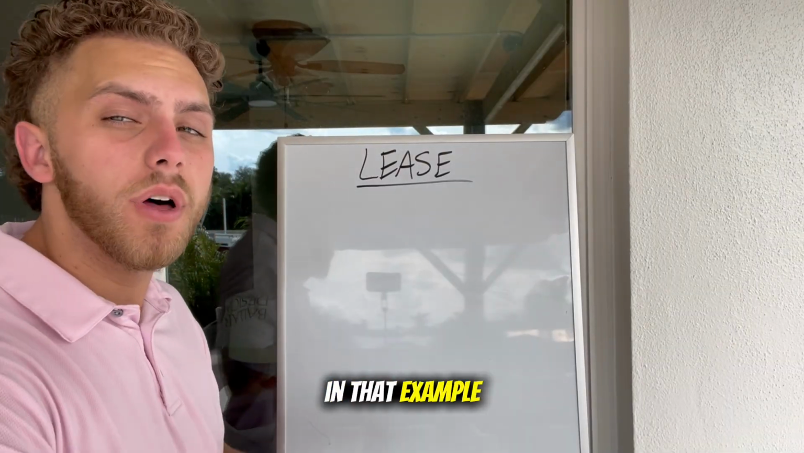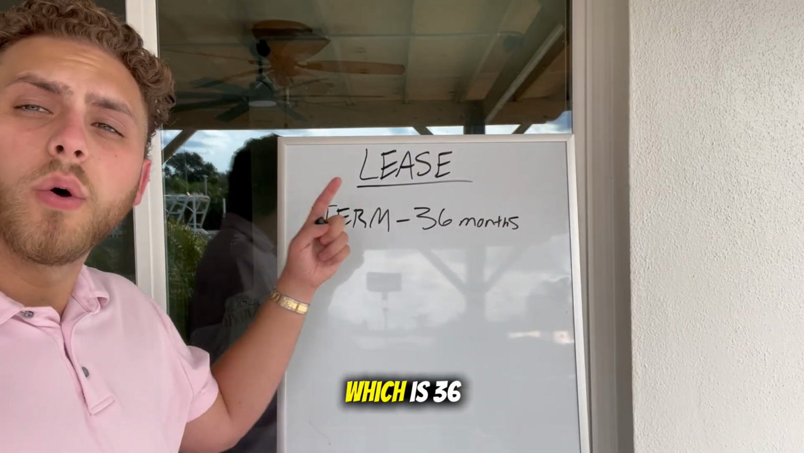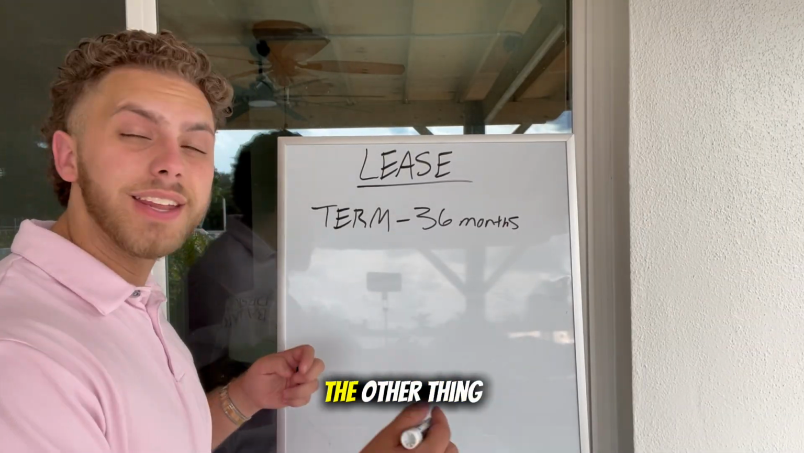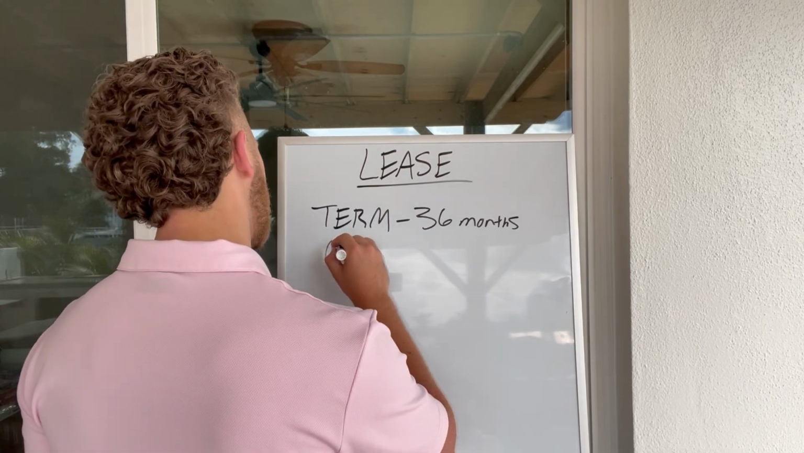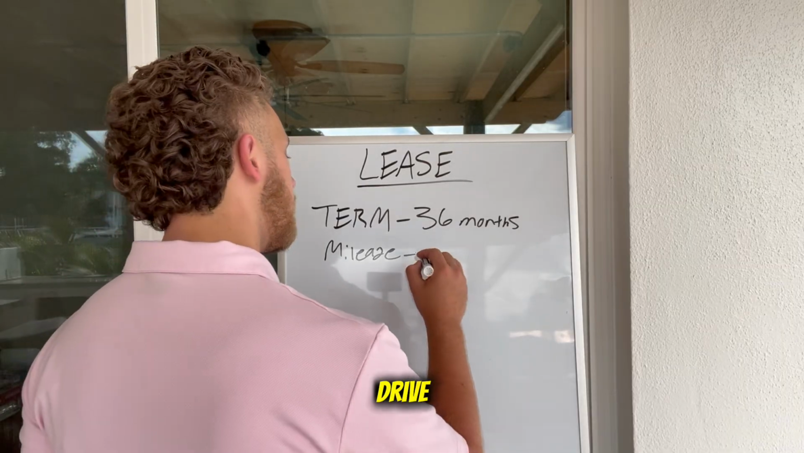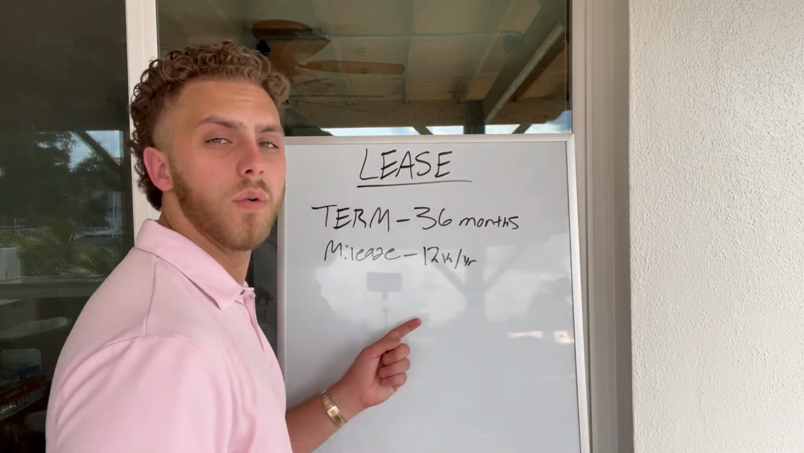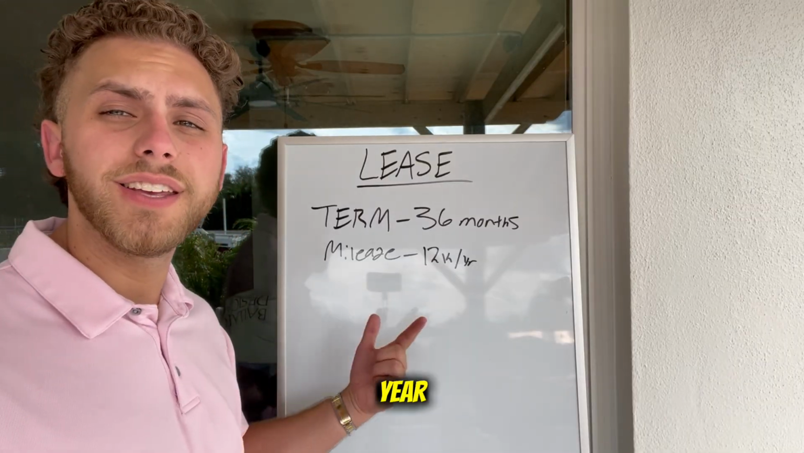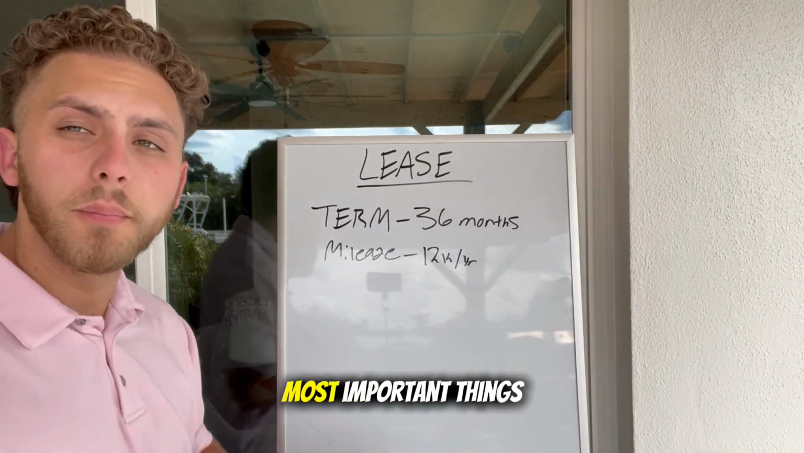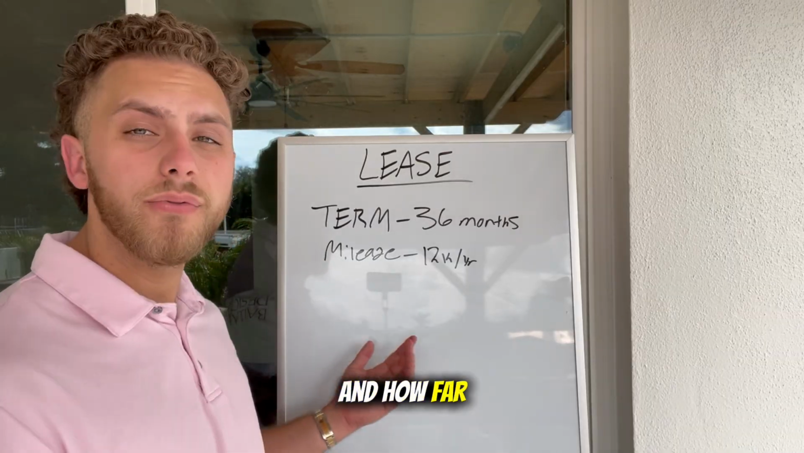In that example, I went over two critical things. I went over your term, which is 36 months. And then the other thing I went over was your mileage. How many miles a year are you allowed to drive? Which is 12,000 miles a year, okay? So these are two of the most important things because you need to know how long are you allowed to have this thing for and how far can you drive it?